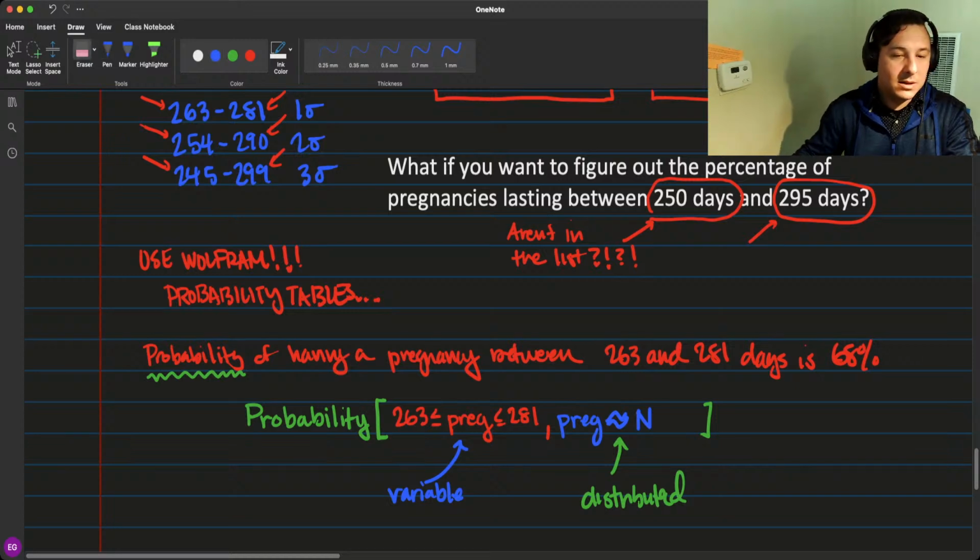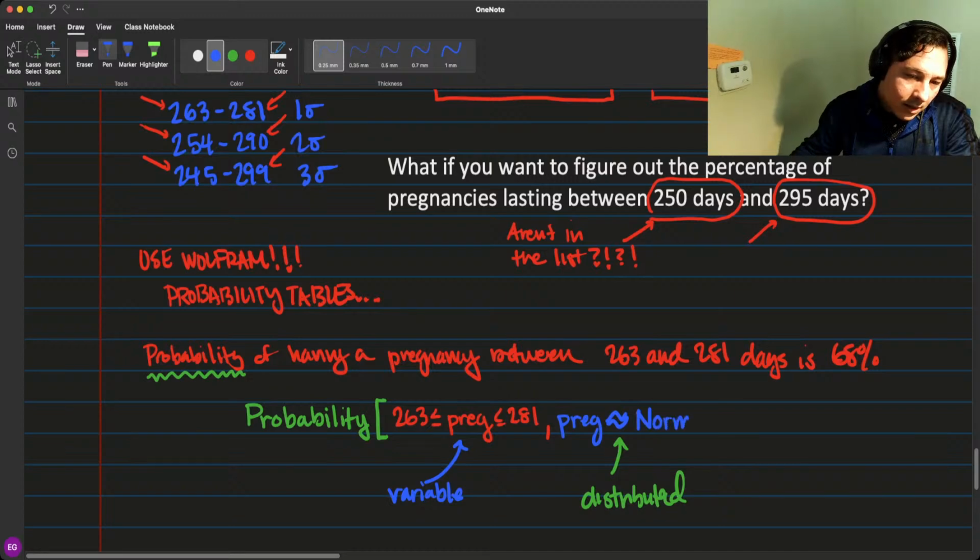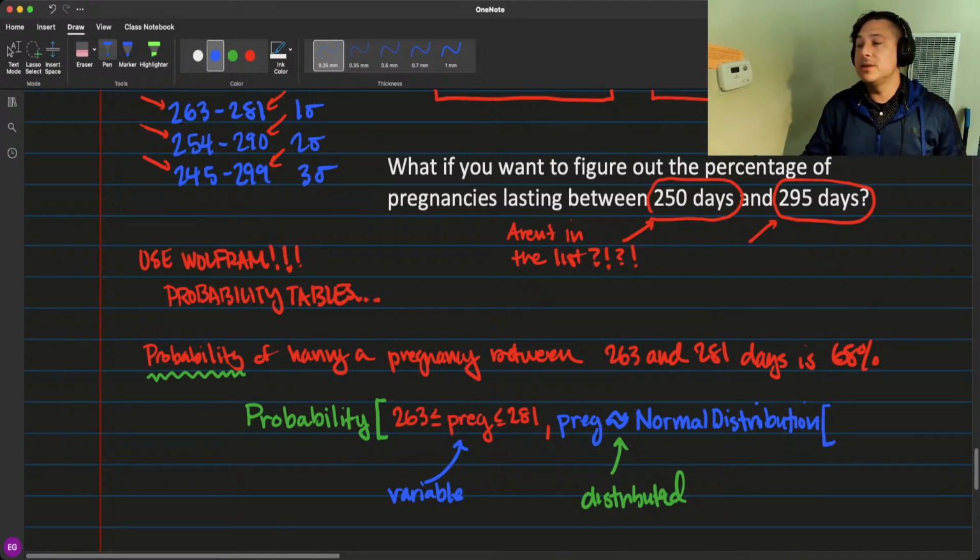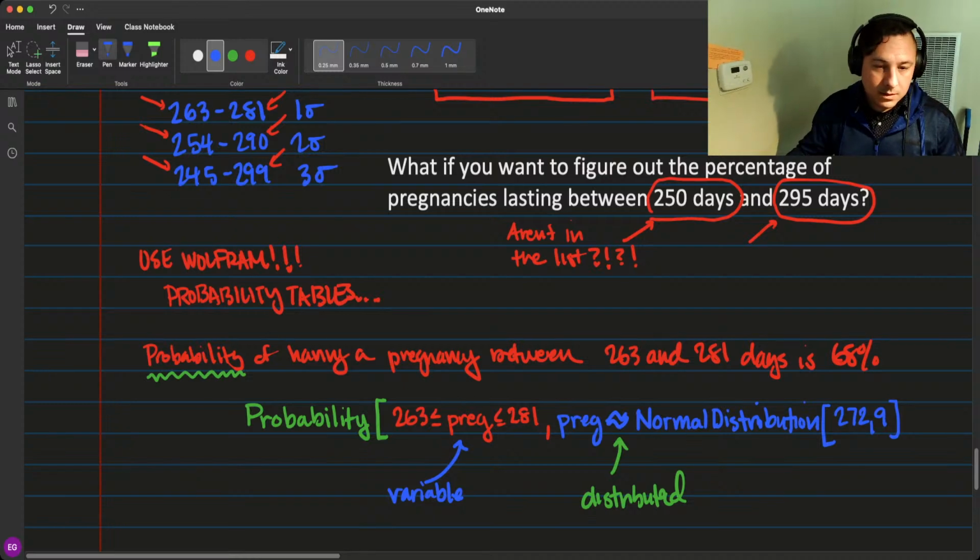So you have to go and tell Wolfram, hey, I'm dealing with a normal distribution. And what are the two numbers that you always have to give? What are the two numbers or parameters that you always have to give when you're dealing with a normal distribution? What are the two pieces of information you have to provide? Yeah, in this case, our mean is 272 and our standard deviation is 9. So that's your mean. That's your standard deviation.